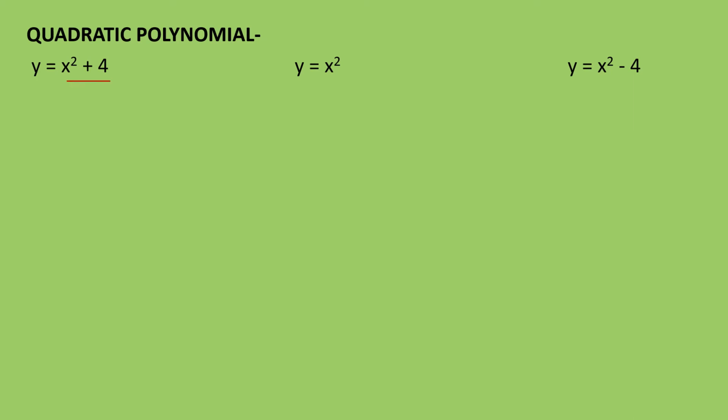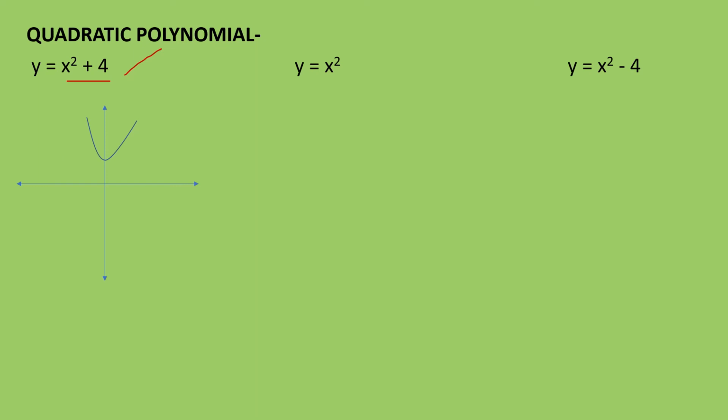So it is a quadratic polynomial. For any value of x, we can find out the corresponding value of y, and on the basis of that we can draw the quadratic polynomial on the graph paper. When we draw the graph, it will be like this. Now if you see, this graph is not touching the x-axis. That means this quadratic polynomial has no zero.